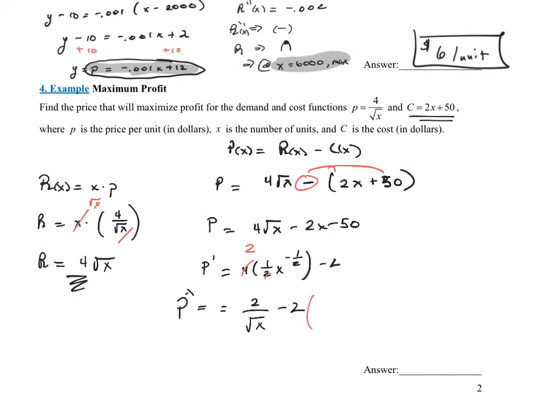If I want to get a common denominator, I multiply that second term by square root of x over square root of x. Combining like terms, I'm ending up with my derivative would be 2 minus 2 root x all over the square root of x.